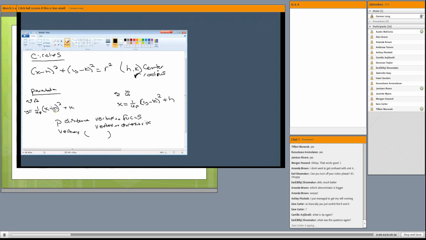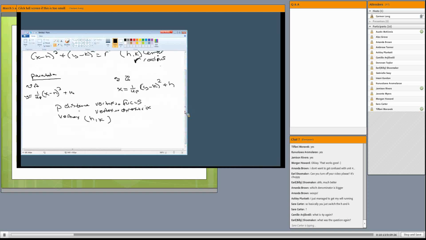So the vertex is the h, k. Be careful with these. A lot of students will confuse that and call it k, h. It's not. H is always first in the vertex. I kind of told you that already, so you've got to pay attention. And that's the good thing with these conic sections, the vertex and the center are always going to be h, k. It doesn't matter which one you're working with, it's going to be h, k.